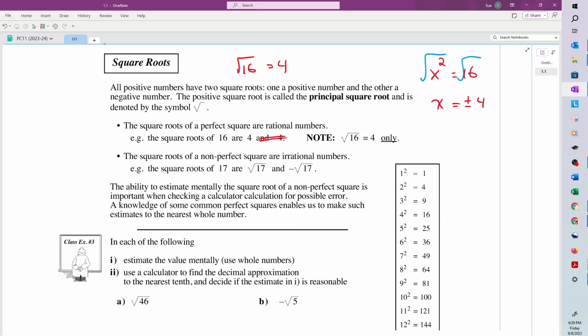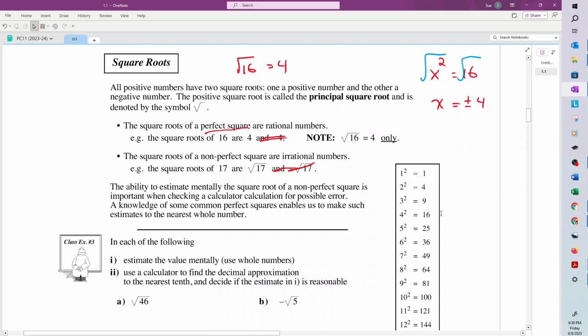So a perfect square is a number that has a rational number as a square root. So 16 is a perfect square. If you have a non-perfect square, that's when the square root is irrational. Again, I would cross off the -1 there because we just talk about the principal square root in that context.